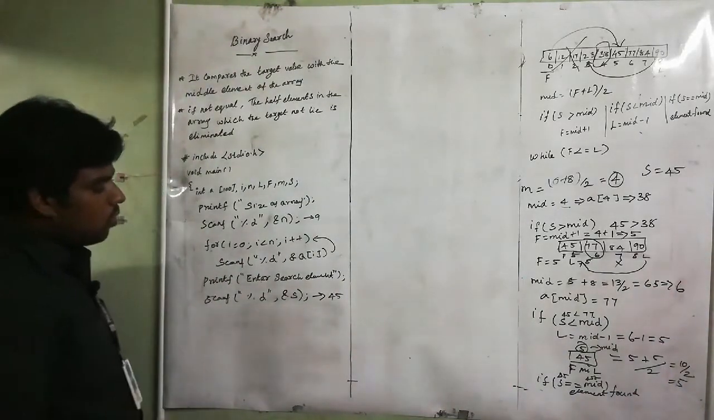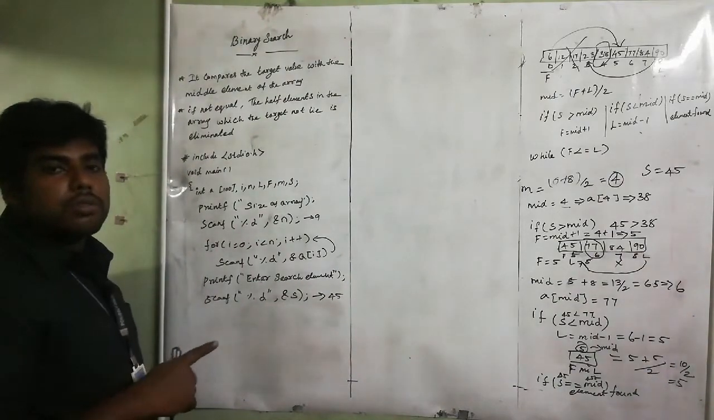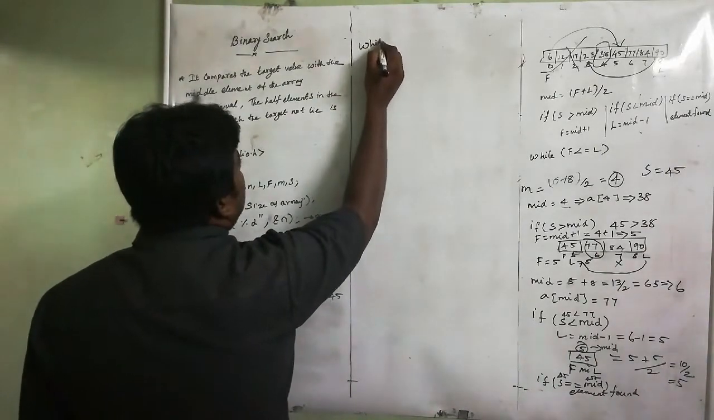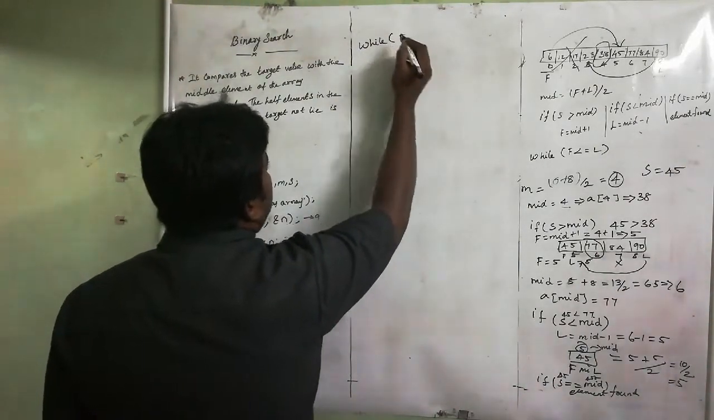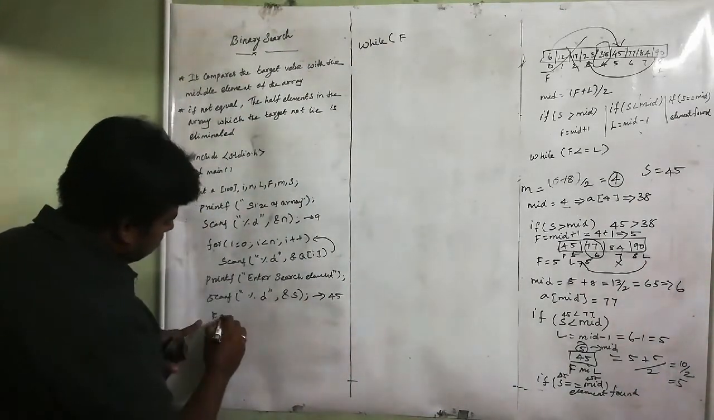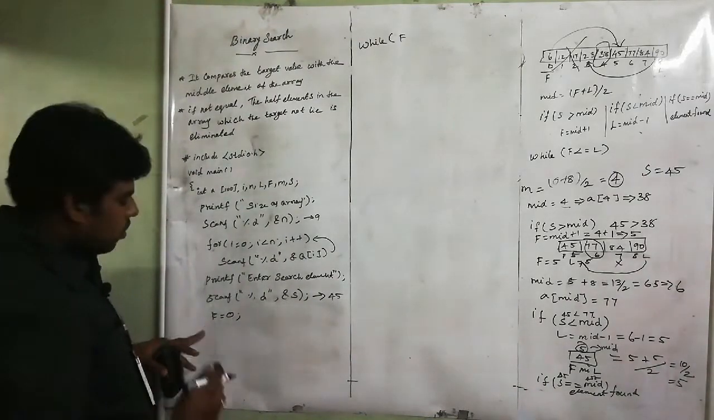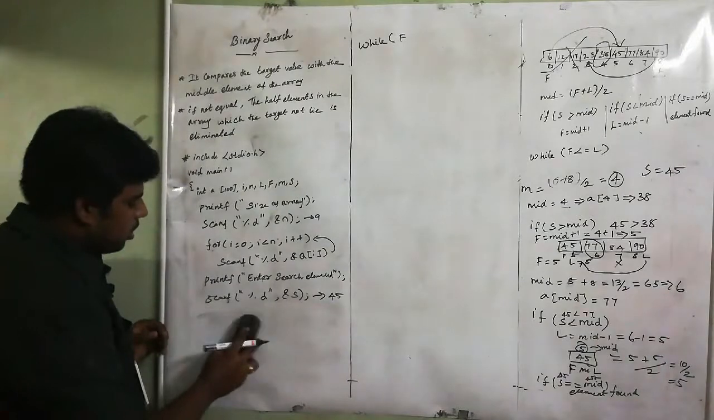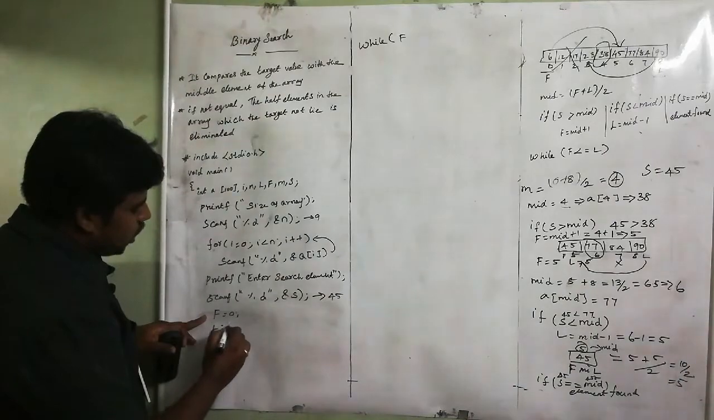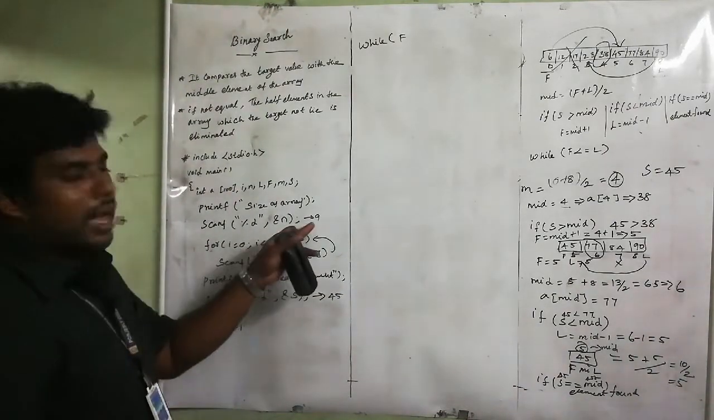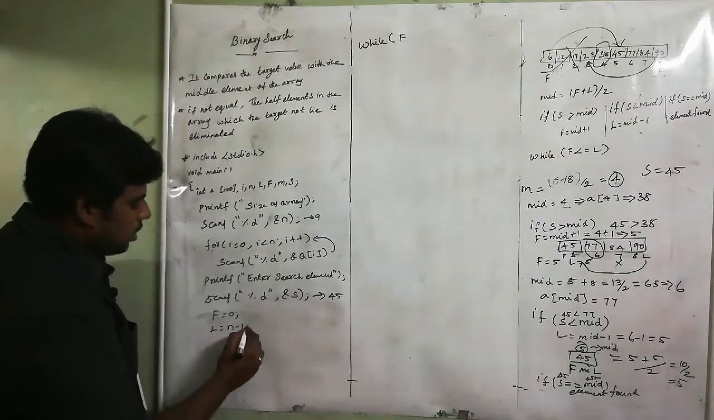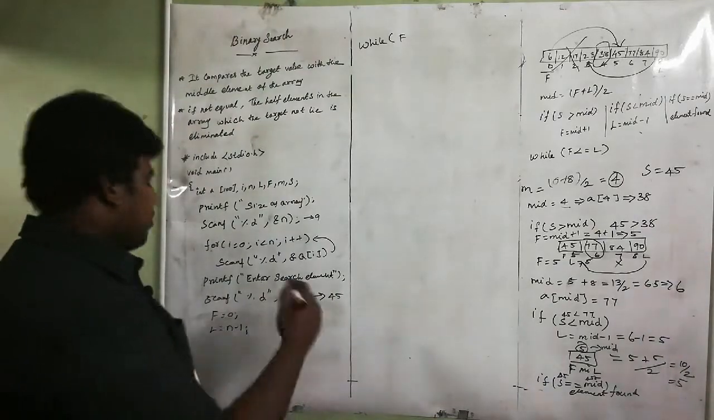Okay. Now I am going to start the binary search logic. So before the while, I want to declare what first is. First equal to 0. I am initializing first equal to 0. Similarly last equal to n minus 1. What is n? 9. 9 minus 1 is 8. As the index started from 0, we have to give n minus 1, which is 8.